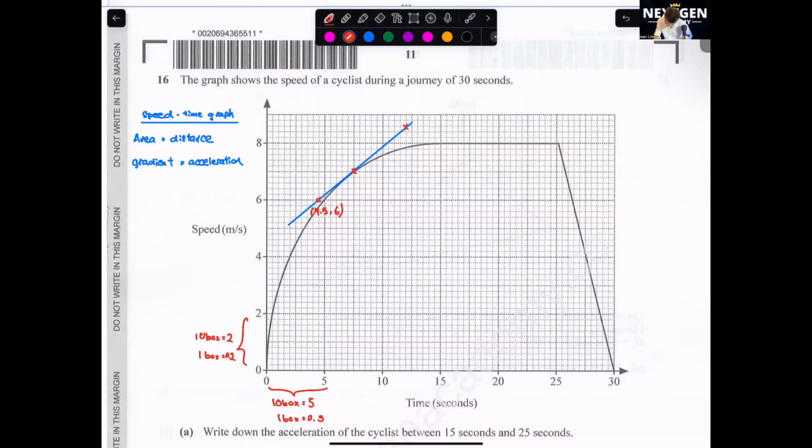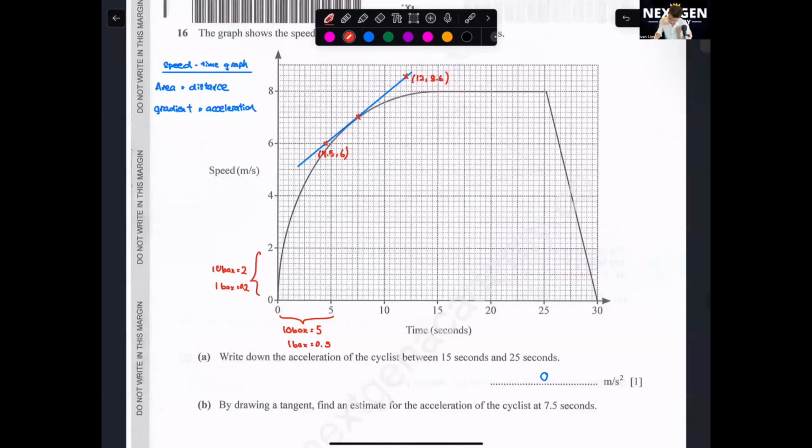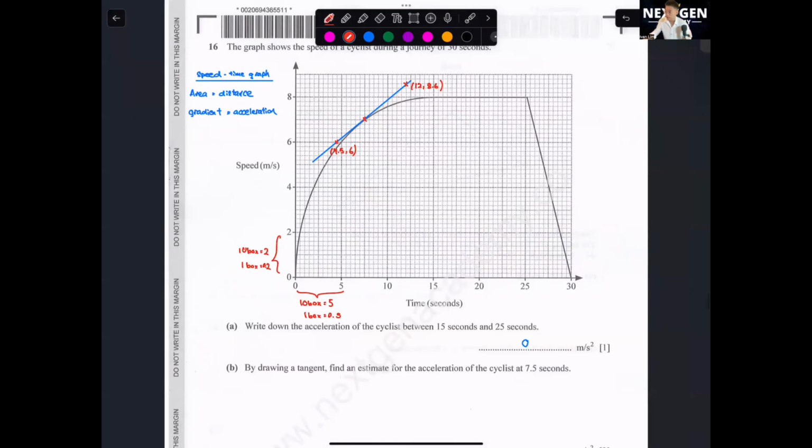Okay, use another point. Let's say you want to use this one here. Okay, how much is this? 1, 2, 3, 4. Okay, 4 means here is 12. And here will be 8.6. You use whatever points that y'all can read. Okay, we're going to use these 2 coordinates.